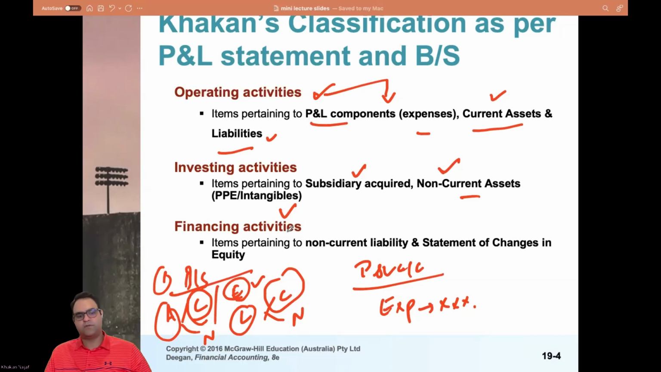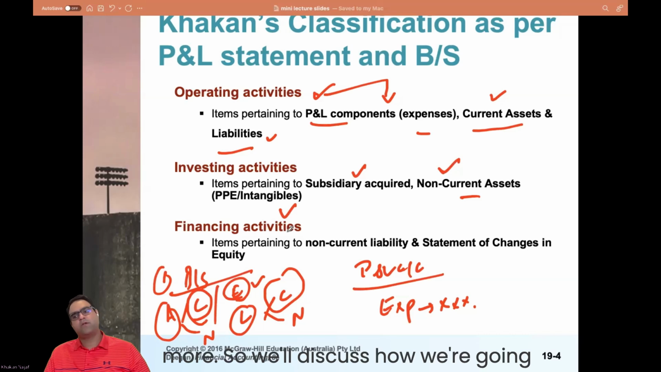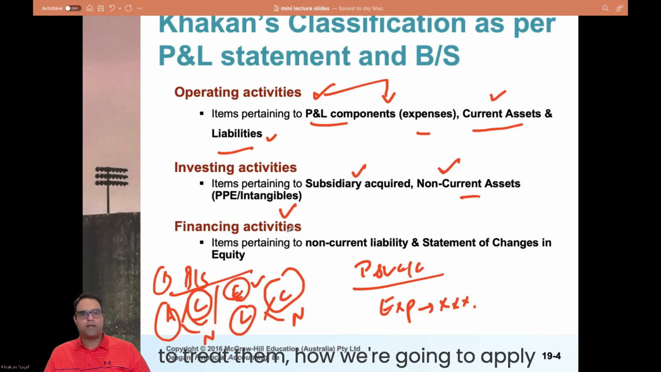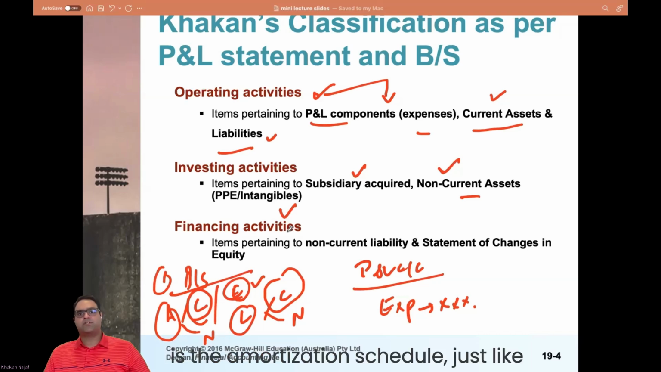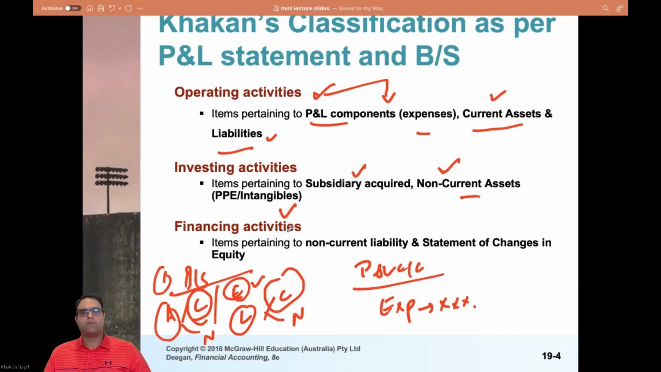And in this class, you will study the intangibles, which is quite similar, like goodwill is one of the intangible assets and a few more. So we'll discuss how we're going to treat them, how we're going to apply the amortization on these assets. What will the amortization schedule be, just like you have a depreciation schedule. So these are a few things we will discuss in the upcoming lectures.